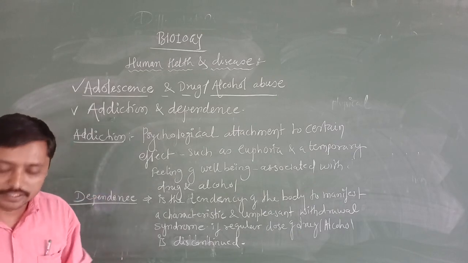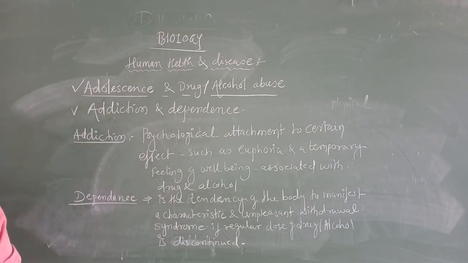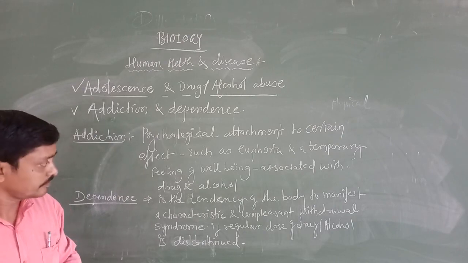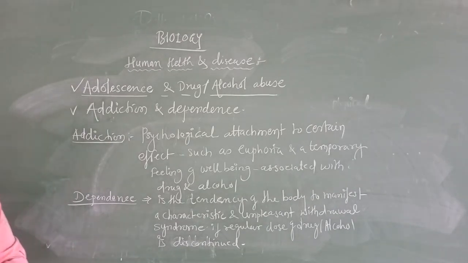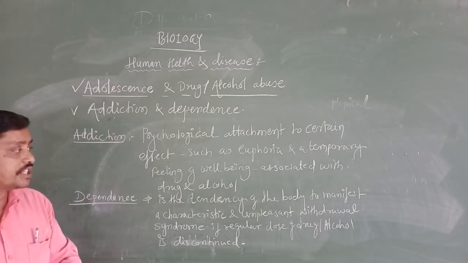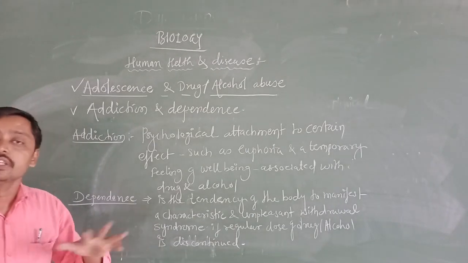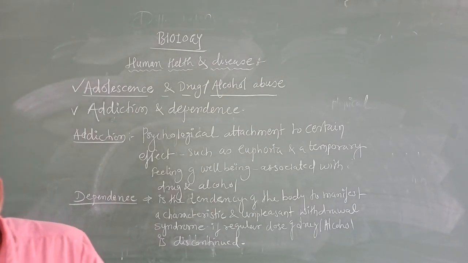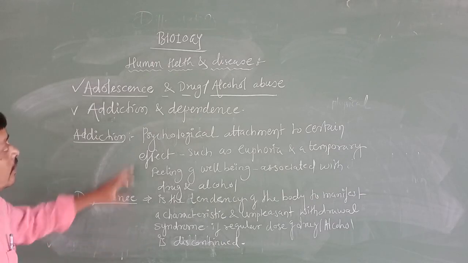And then the next step of addiction is dependence. If you are dependent on drug or alcohol and you suddenly stop taking it, our body manifests characteristics, or shows an unpleasant withdrawal syndrome. What are the syndromes? I told you, those are like anxiety, nausea, sweating, trembling, etc. This is about addiction and dependence.